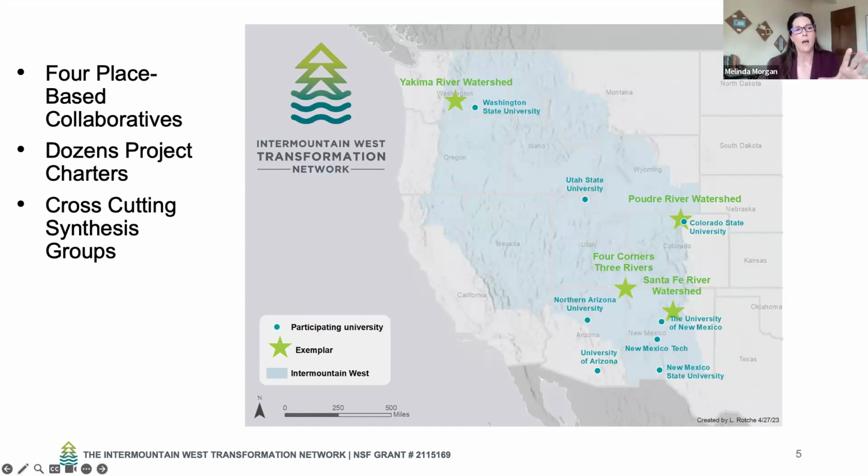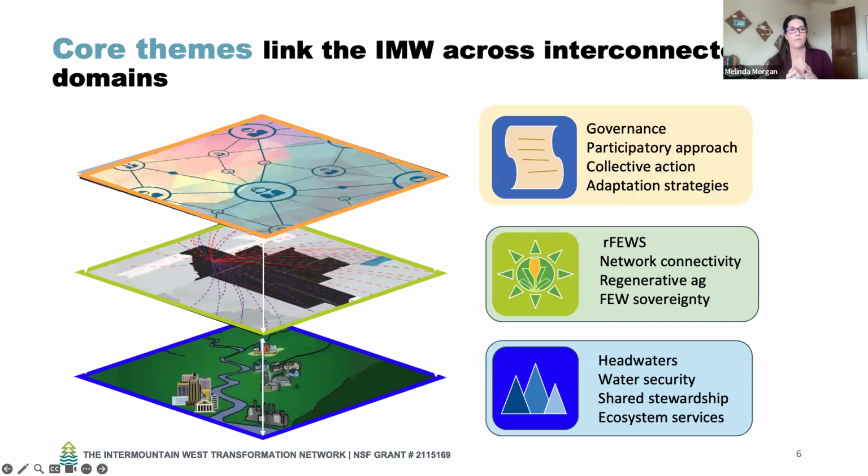And so we currently have a research design that includes 4 place-based collaboratives, dozens of project charters, and a number of cross-cutting synthesis groups on things like wildlife and wildfire, regenerative agriculture, indigenous sovereignty, and other things across the Intermountain West. And we do this work at these 8 universities and also with 3 interconnected core themes. These core themes include participatory governance approaches, food, energy, water systems, including regenerative agriculture and indigenous food sovereignty, and also working with headwater-dependent communities to think about shared stewardship and the need for sustainable ecosystem services. And of course, these are all overlapping and interconnected issues.